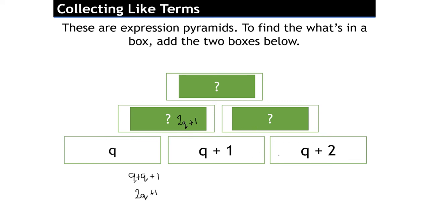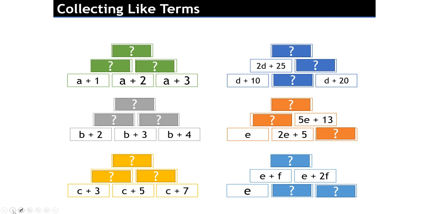And then on this side, we're adding these two. So we've got q plus 1 plus q plus 2. The q terms are two like terms, so we end up with 2q. And then 1 plus 2 is positive 3. And finally, we now add these two to give us that top one. So we've got 2q plus 1, and then we're adding on 2q plus 3. Our like terms are 2q plus 2q, giving us an answer of 4q. And then 1 plus 3 gives us an answer of plus 4. So what I would like to do now is to give these 6 questions a go.